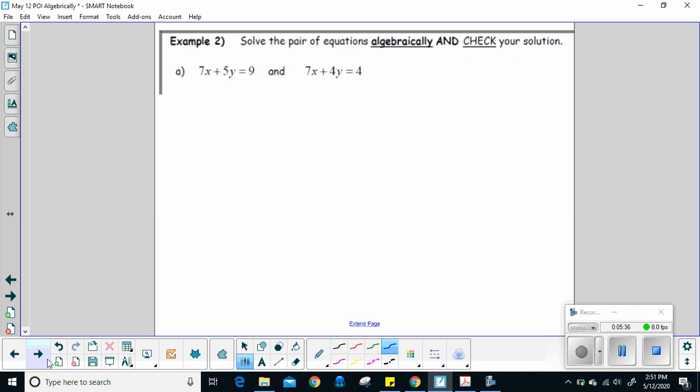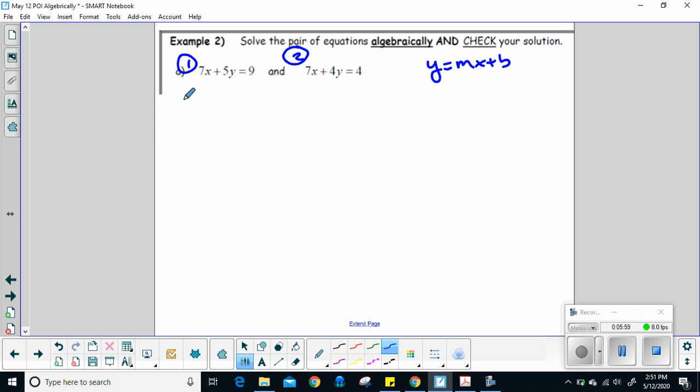Let's do another example. Solve a pair of equations algebraically. Check your solution. Let's see. So here I've got line 1 is 7x plus 5y equals 9. And line 2, 7x plus 4y equals 4. So remember the solution style that we're going to do today is we're going to turn everything into y equals mx plus b, and then we're going to set them equal to each other.